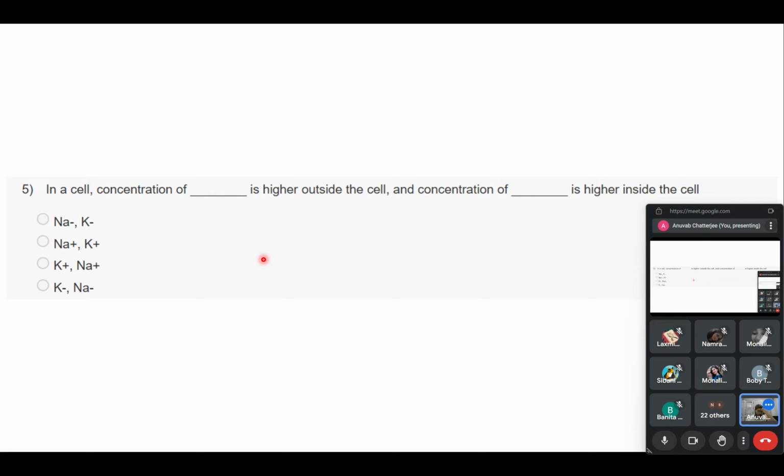Okay, moving on. In the next question: in a cell, the concentration of blank is higher outside the cell and the concentration of blank is higher inside of the cell. The options are Na minus, K minus; Na plus, K plus; K plus, Na plus; and K minus, Na minus.